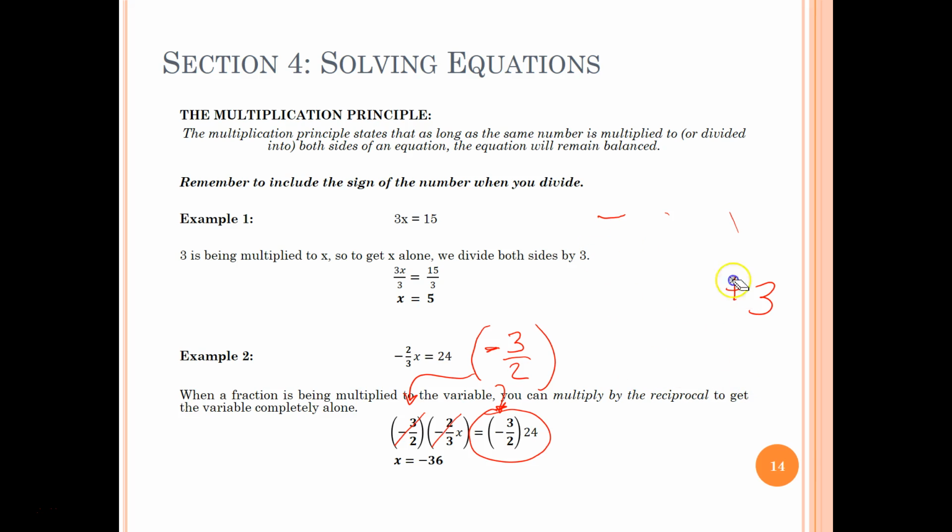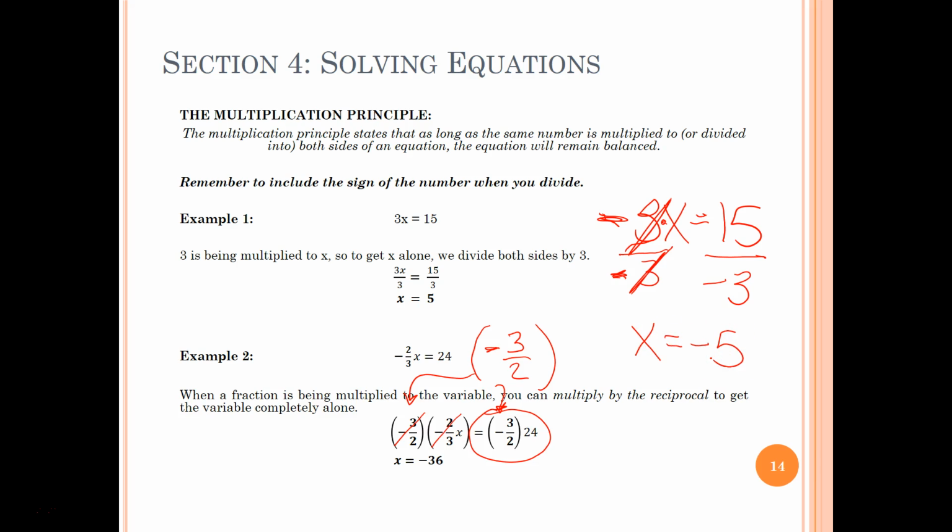There we go. Now, when you see something like negative 3 times x equals 15, think about what's happening to that x. Negative 3 is being multiplied to it. So what undoes that? Dividing by negative 3 on both sides of the equation. There goes that negative 3, leaving us with x equals negative 5. And negative 3 times negative 5 does, in fact, give us a positive 15.